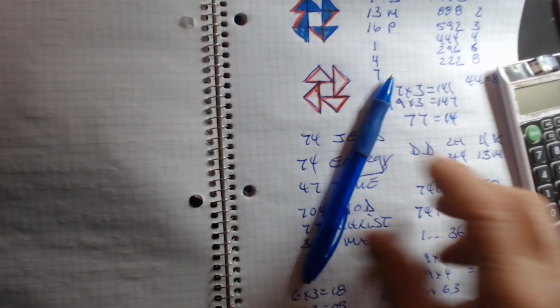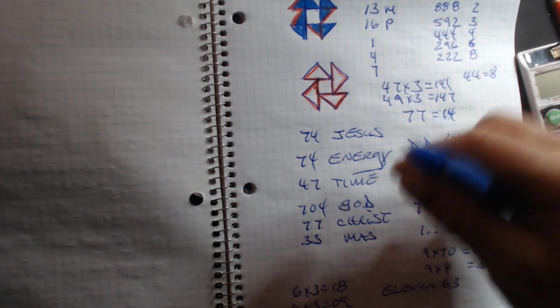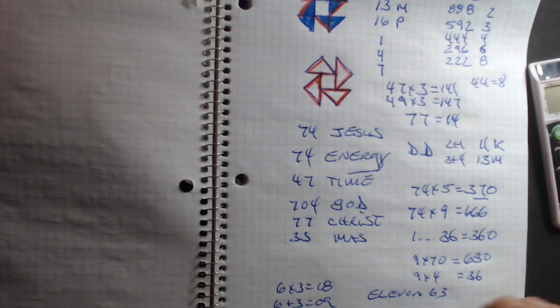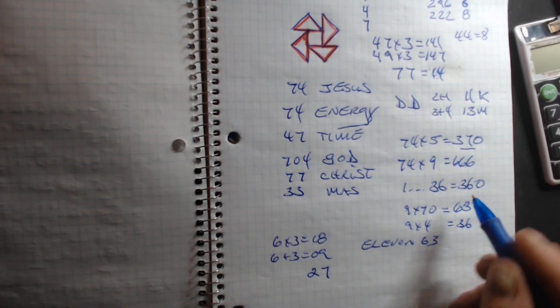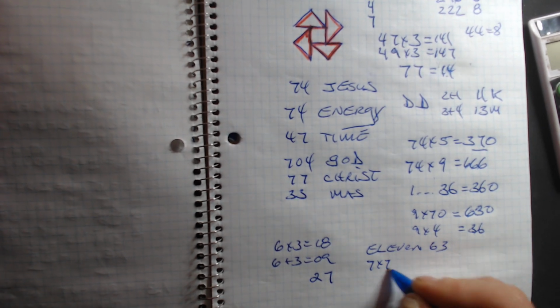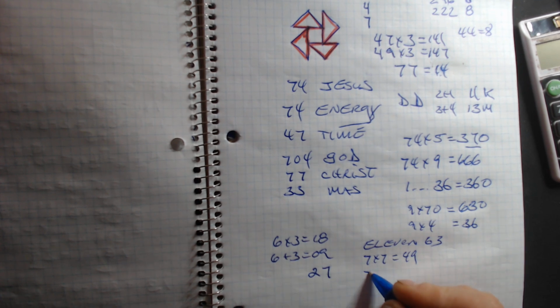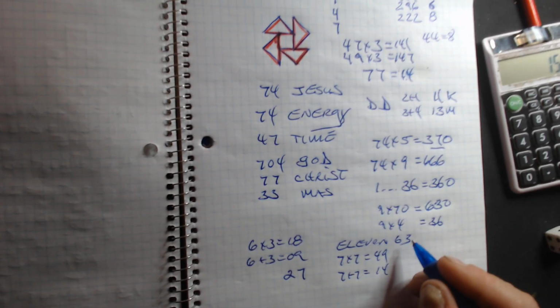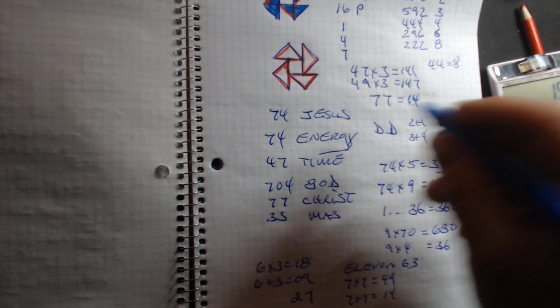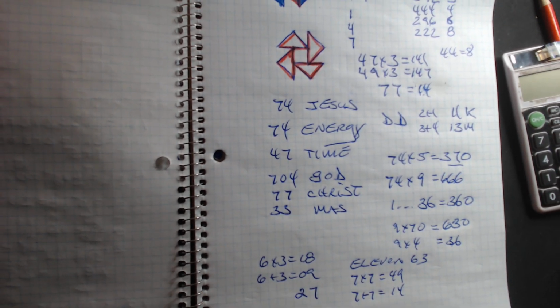And I'm going to put up something that I did to explain more of this. How do we create this number also? 7 times 7 equals 49. 7 plus 7 equals 14. 14 and 49 equals 63. So it all comes back into itself.